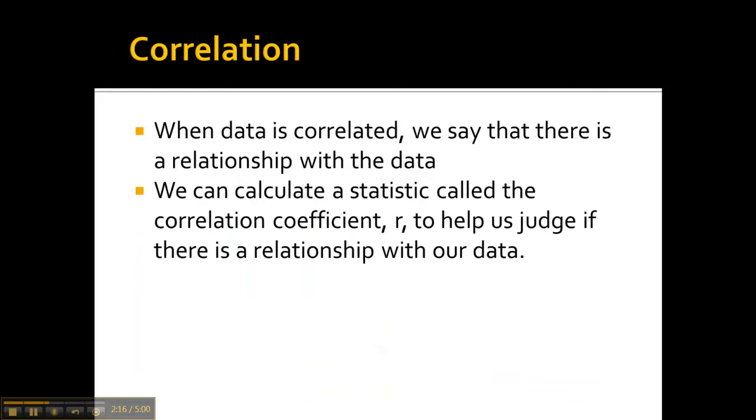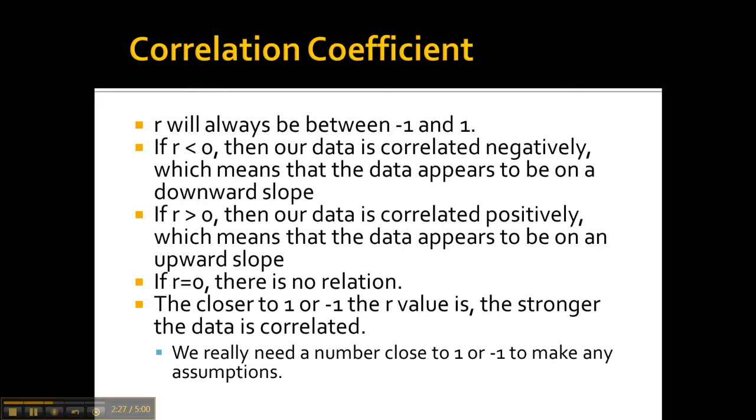So when data is correlated, we say that there is a relationship within the data. We can calculate a statistic called the correlation coefficient, or R, to help us judge if there is a relationship with our data. Few facts about R. R will always be between -1 and 1. If R is less than 0 in our data, then our data is correlated negatively, which means that the data appears to be on a downward slope.